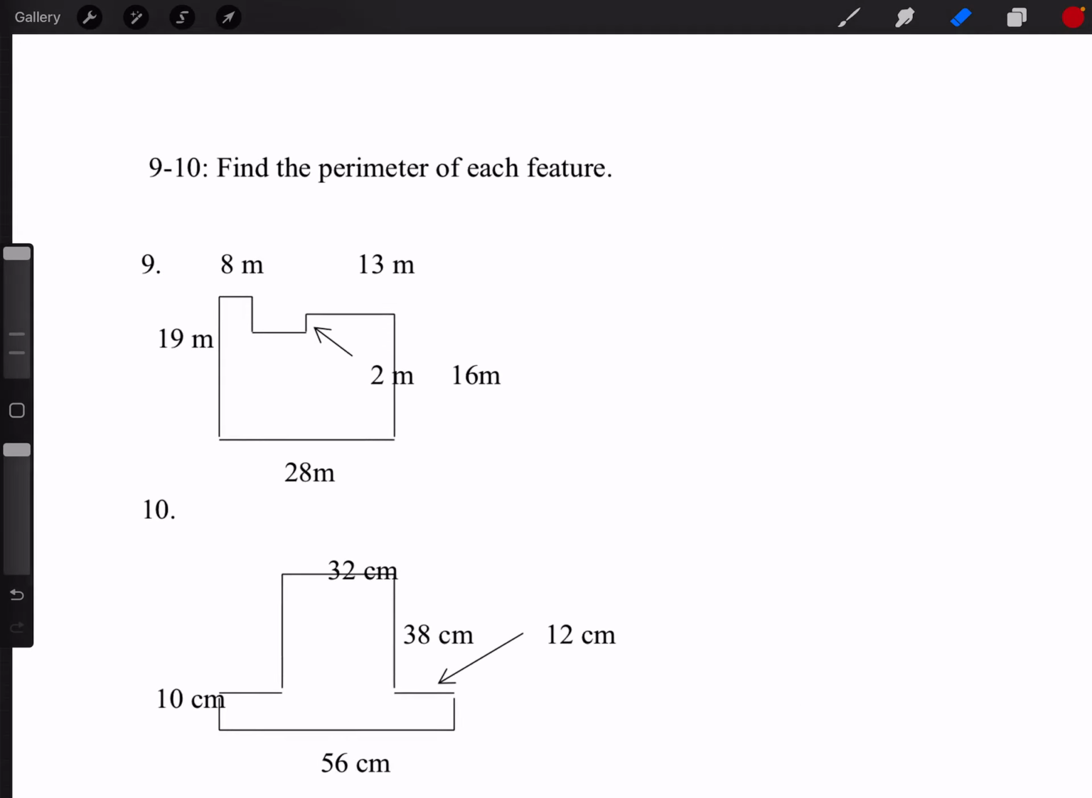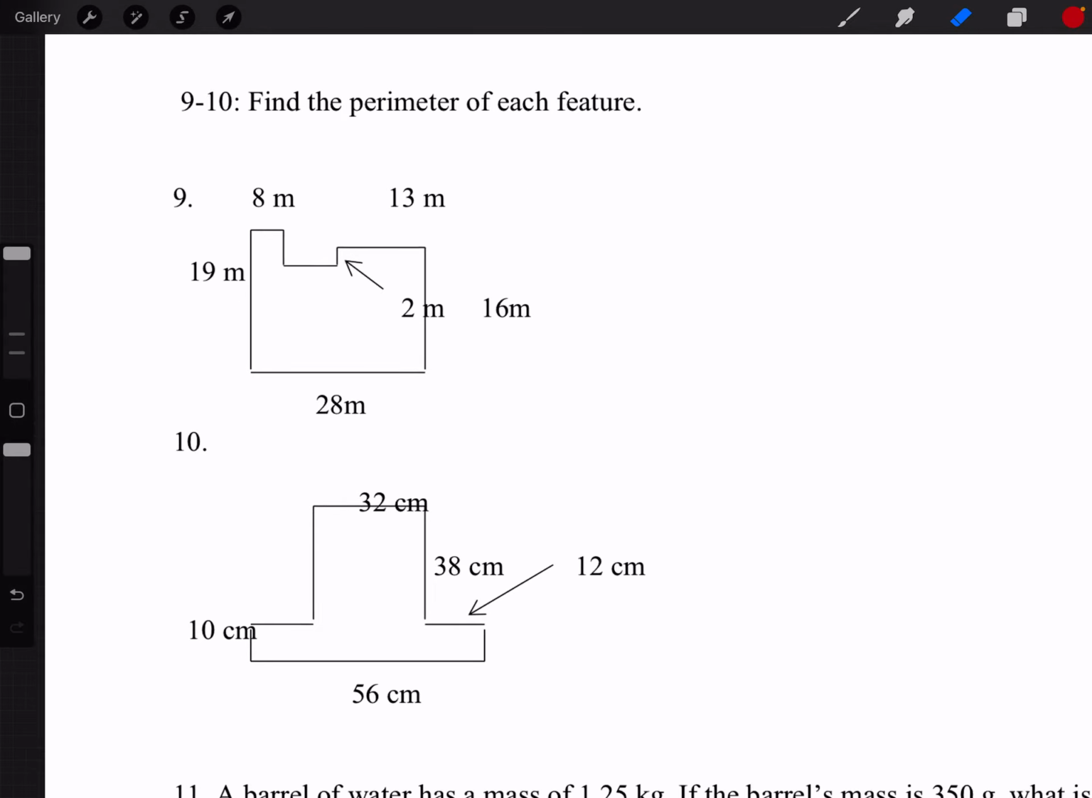Find the perimeter of each figure. Perimeter just means add all the sides up. You can just add, so for this one it will be 19 plus 28. This will be 16 plus 13 plus 2. It says that's 2. This is 8, so plus 8.